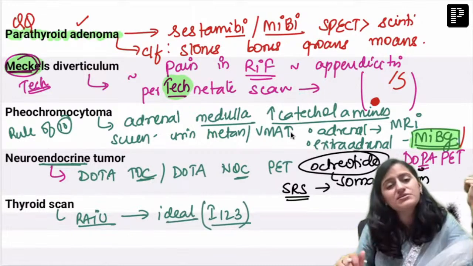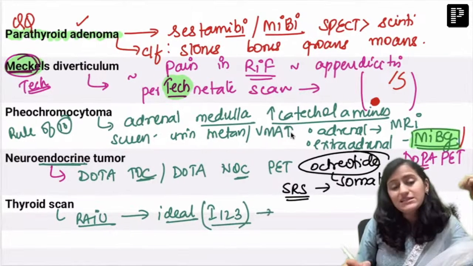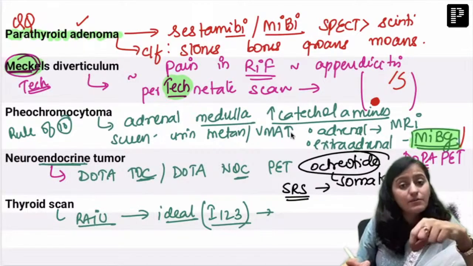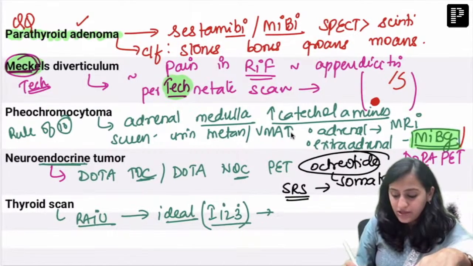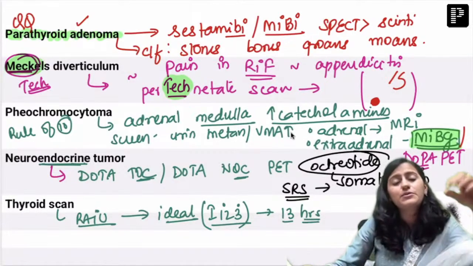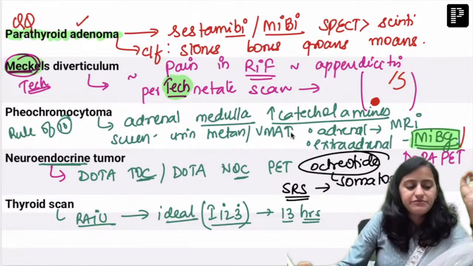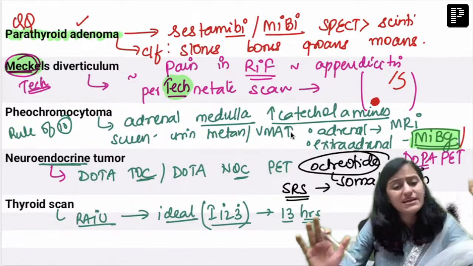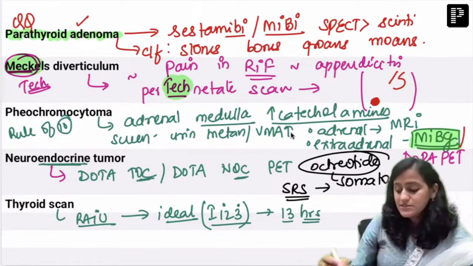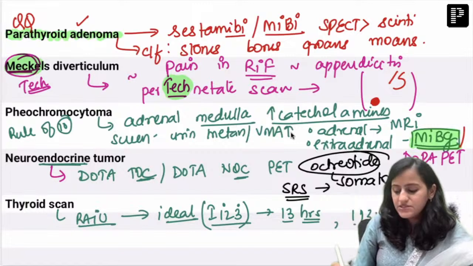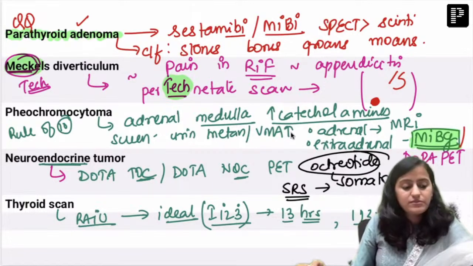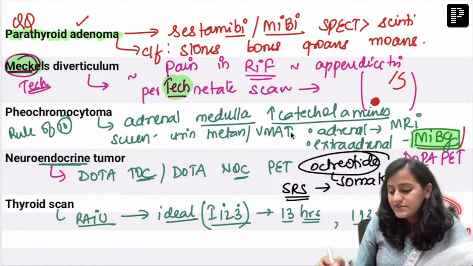Why is 123 the ideal one? Because logically, any diagnostic radioactive isotope should have a half-life in hours. And for 123, the first and the last number, 1 and 3, the half-life is 13 hours. So the half-life is good enough. It is not in days, so it is ideal. But when this is not available, the next that we use is iodine 131, like in India, we may do that.